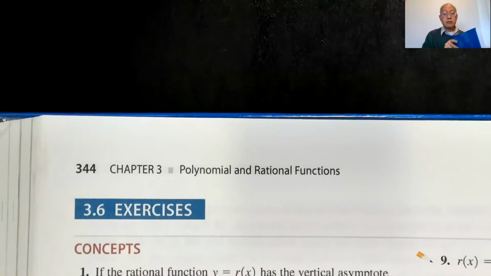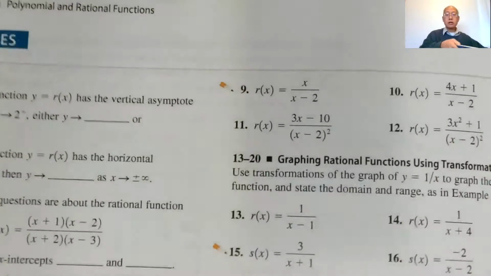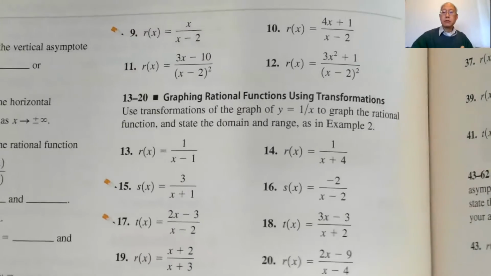This is section 3.6 on rational functions. Get you the homework for that. Okay, so 3.6 begins on page 344. We have to do 13 through 67. So here we are.